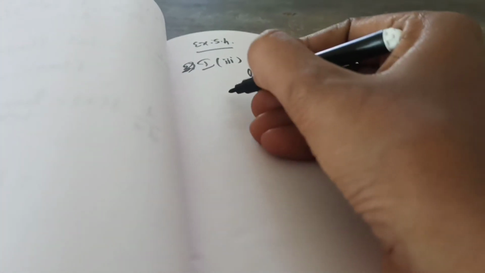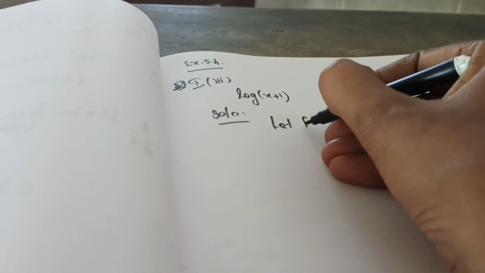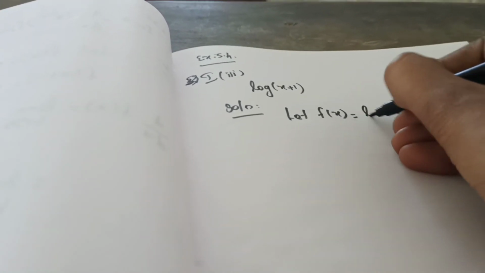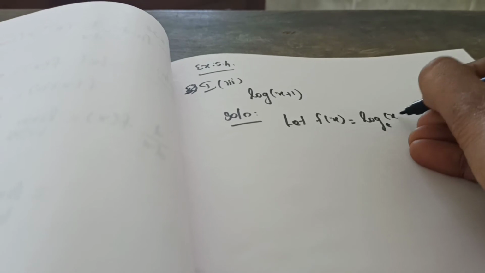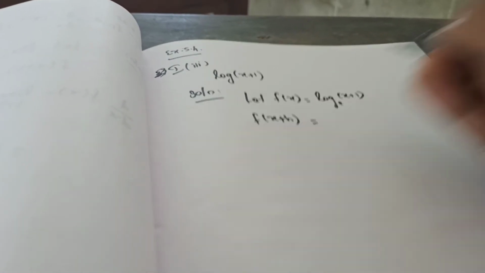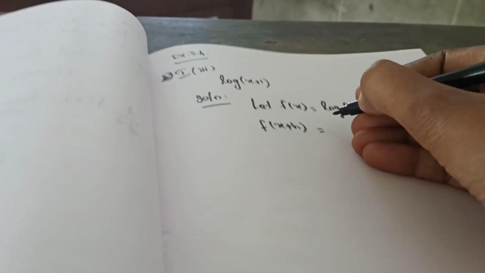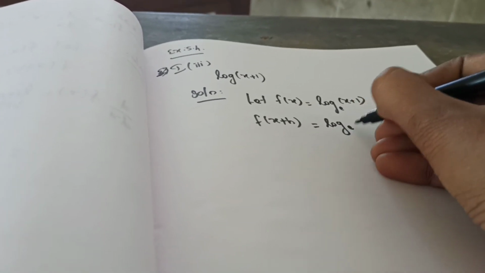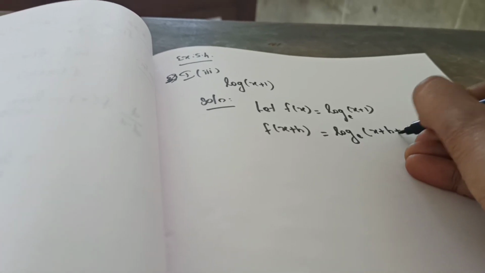Question is, we will differentiate using first principle. So same as our example, what will you do first? Solution. Let f of x is equal to, what is f of x? Log, here there is no base means you will put the base e, x plus 1. So f of x plus h, what will you get? In the place of x you will substitute x plus h. So what will happen? Log e of x plus h plus 1.